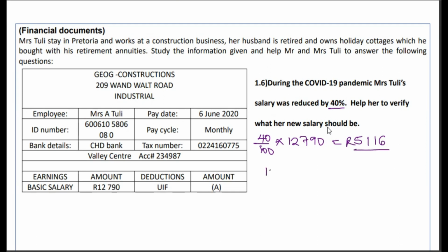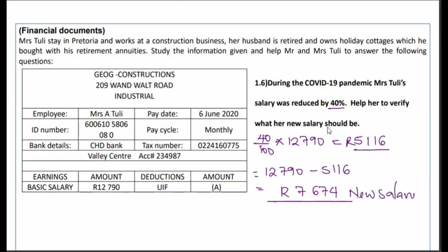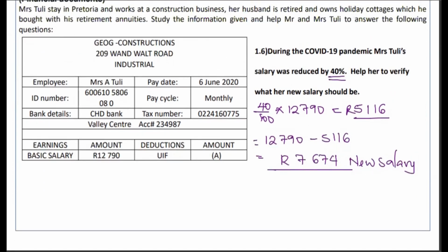So what is the new salary? We get the original amount of money. It will reduce by 5,116. And the answer becomes 7,674. So this is the new basic salary, because it reduced. All right. This could have also been answered in a different way. Let me show you the different way.